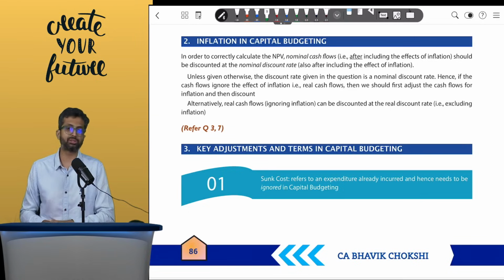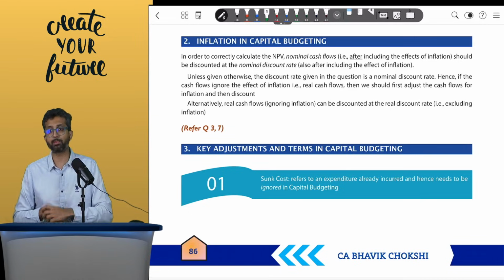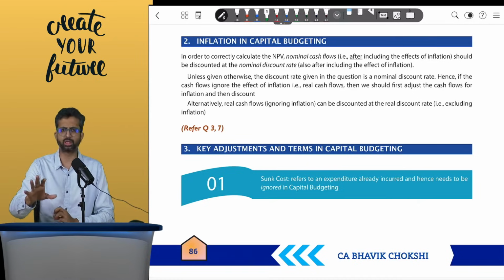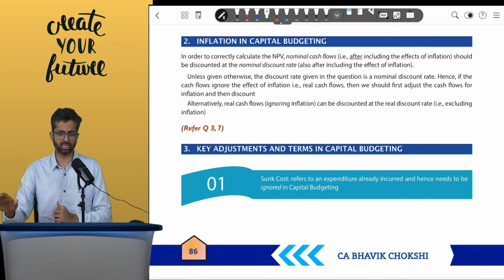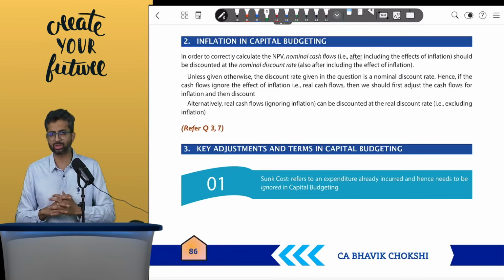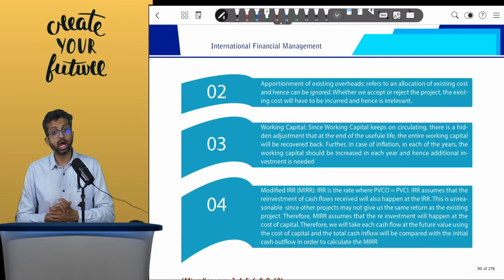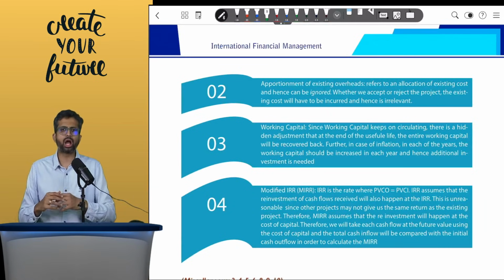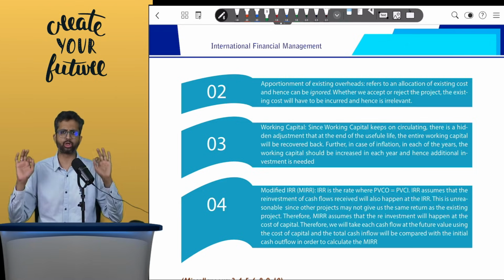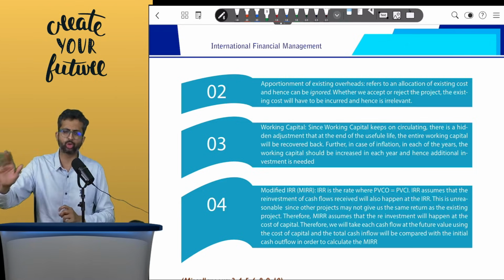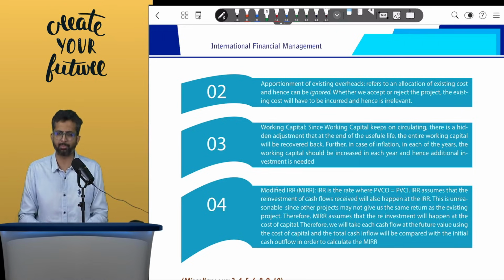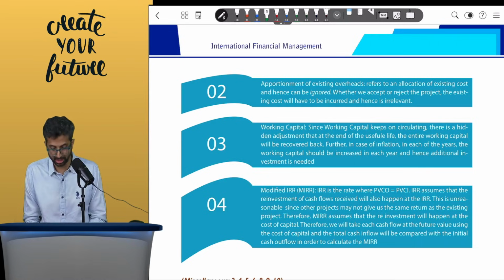So when you look at the key adjustments in capital budgeting, one needs to remember that if it is a sunk cost, or a cost which was incurred in the past, you can ignore the sunk cost for the purpose of project evaluation, and that will not be considered from the capital budgeting perspective. If there are overheads which are existing overheads, they are generic in nature, not directly attributable, again you will ignore them for the purpose of capital budgeting. Only if there are directly attributable overheads would they be considered.